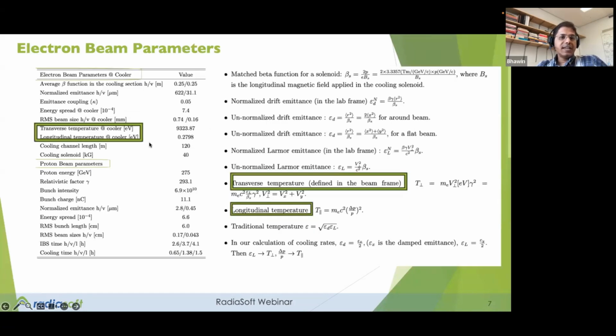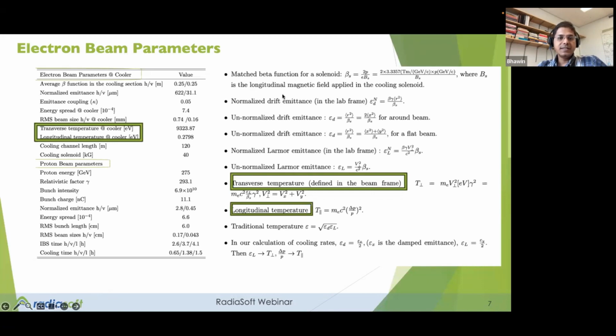So here is a table that accounts for those parameters for the electron beam and also some parameters for the proton beam. You can see the transverse temperature, which is about 9000 eV, and the longitudinal temperature, which is about 0.27 eV. This is for the electron beam. These are calculated using the formula on the right side.